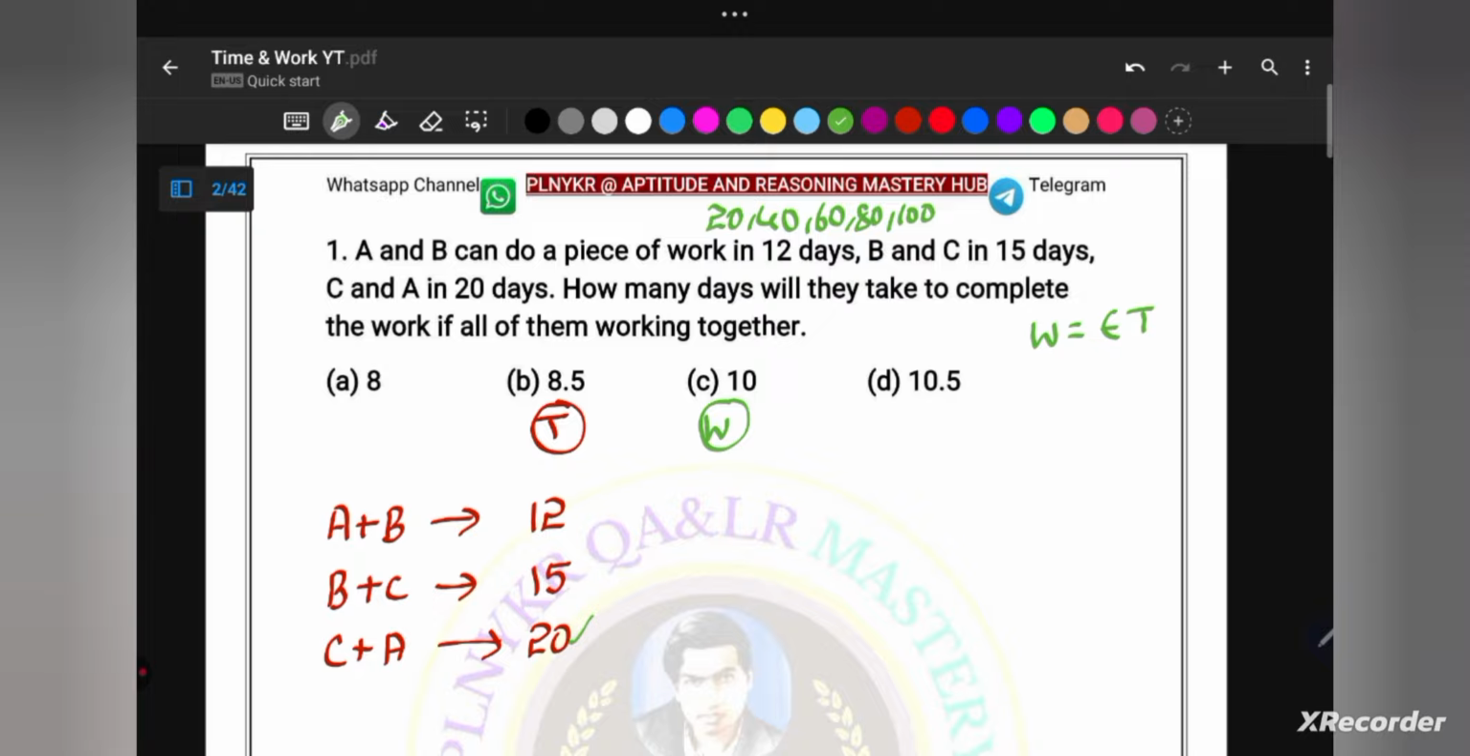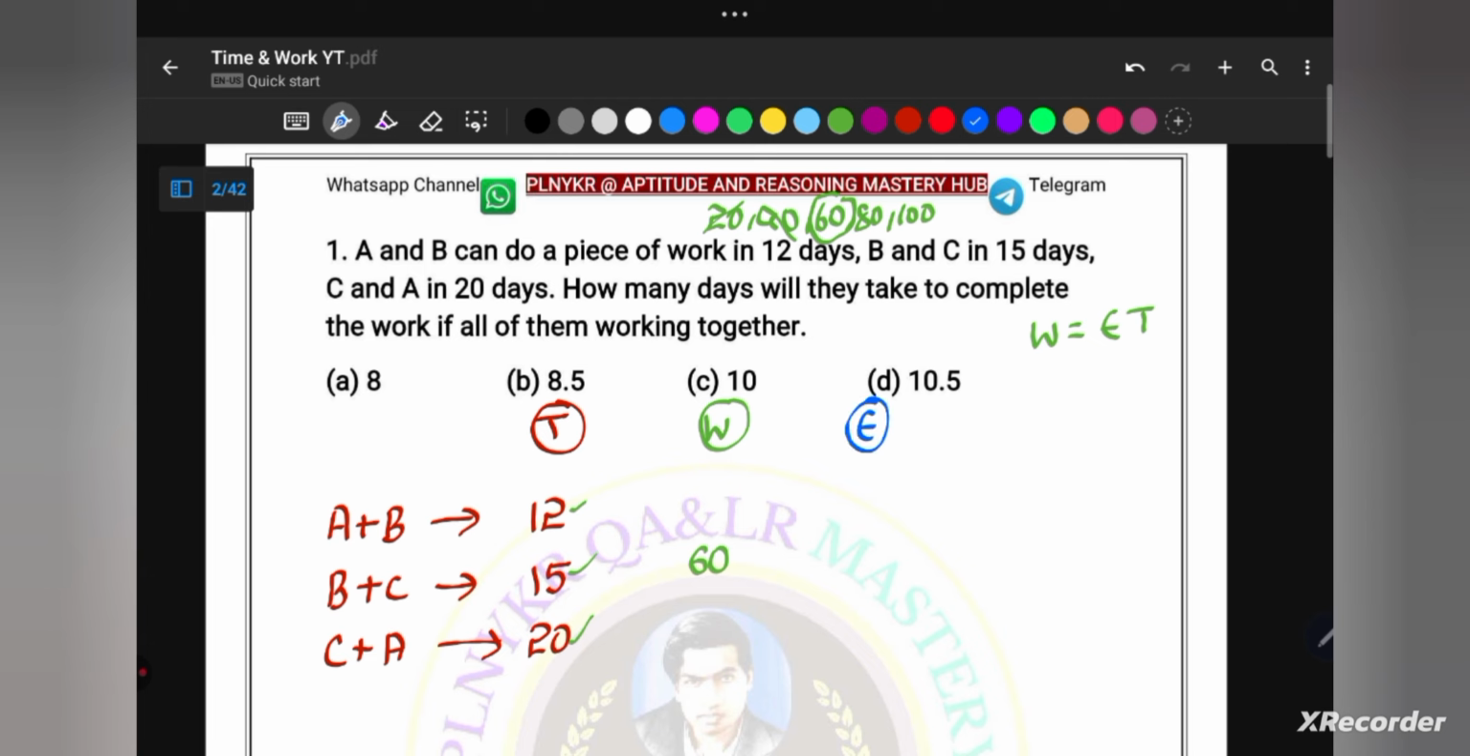Now start with the least number, that is 12. 12 is not a factor of 20, so we'll be cancelling it. Similarly, 40. 40 is also not a multiple of 12. So coming to 60, 12 is a factor of 60. Similarly, 15 is also a factor of 60. So we'll be taking the LCM, that is 60 units, as the work.